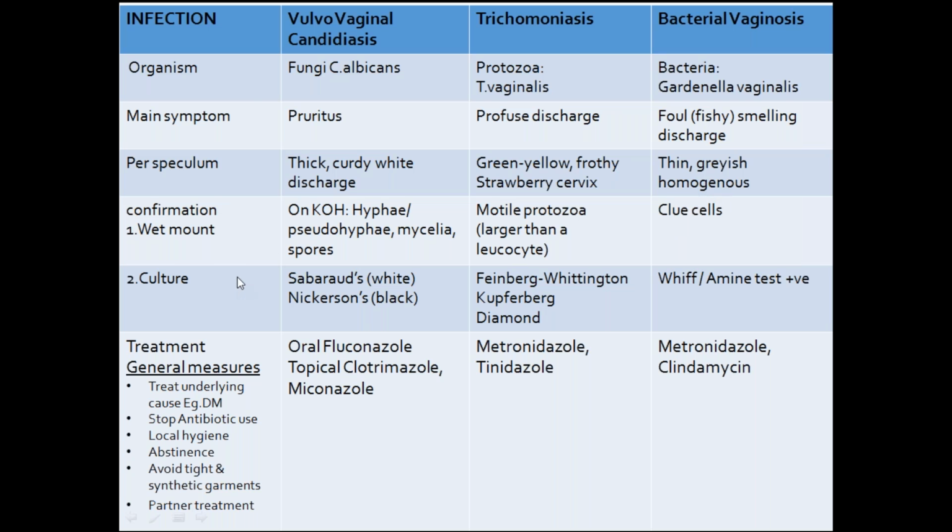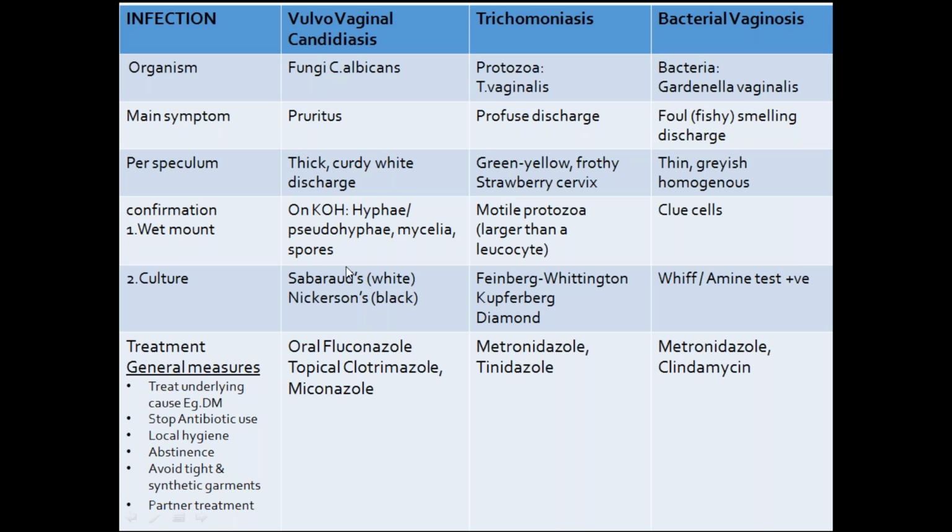How do you confirm? If you put KOH on the vaginal discharge, all the debris will get dissolved and you can see hyphae, pseudohyphae, mycelium and spores in candidiasis. On a wet mount, you can see a motile protozoan which is larger than a leukocyte. Clue cells, one of Amsel's criteria, are typically present on wet mount or gram stain in bacterial vaginosis.